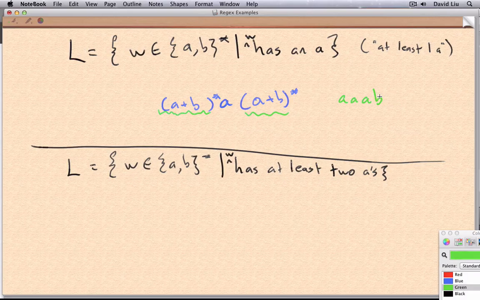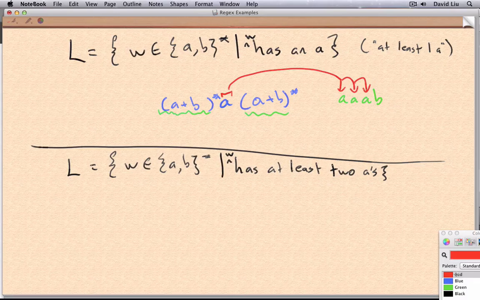And not only that, this regular expression is ambiguous because it's not clear whether this A pattern is matching this A, or this one, or this one. But that's a little outside the scope of this course. You don't need to worry about making your regular expressions match strings in a unique way. That's not that big of a deal here. So let's move on to our next example.